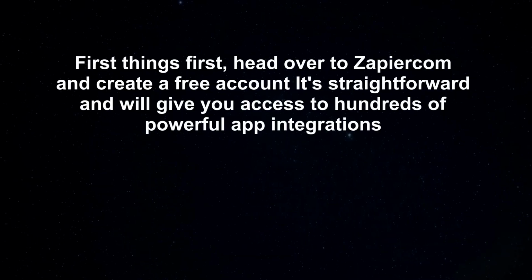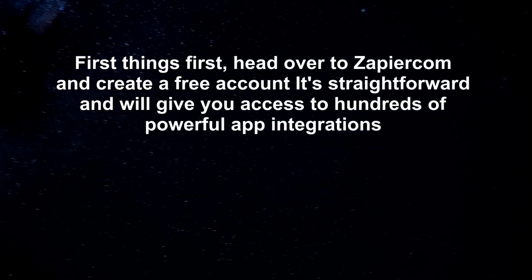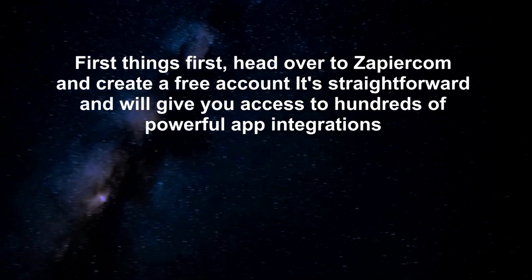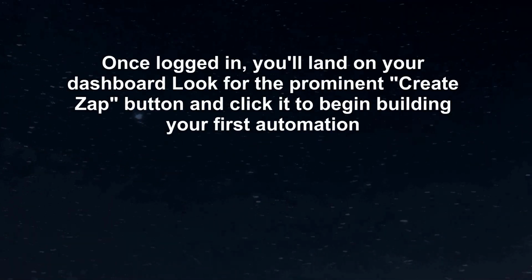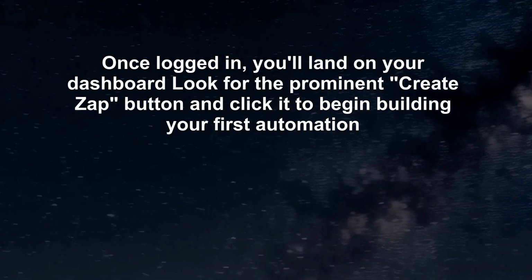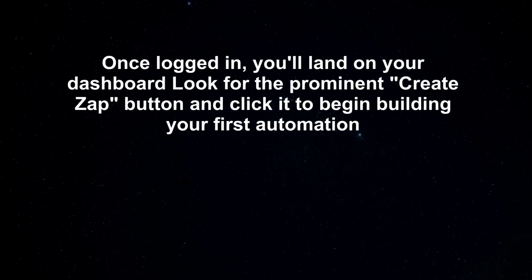First things first, head over to Zapier.com and create a free account. It's straightforward, and will give you access to hundreds of powerful app integrations. Once logged in, you'll land on your dashboard. Look for the prominent Create Zap button and click it to begin building your first automation.